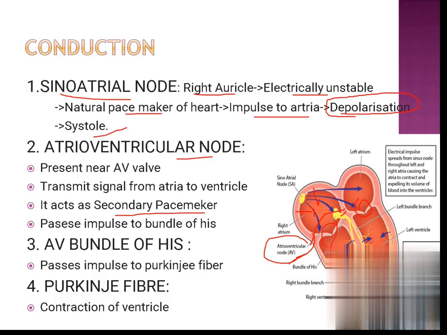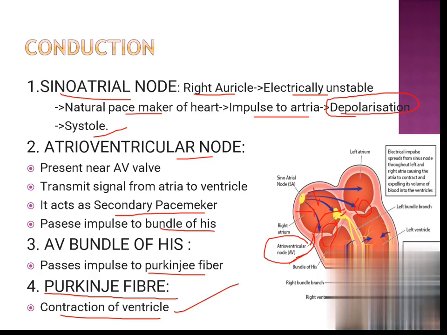Then the impulses are passed to the bundle of His. Once the bundle of His gains the impulses, it passes them again to the Purkinje fibers. Now these Purkinje fibers result in the contraction, or systole, of the ventricle. The contraction of the ventricle is because of the impulses given by the Purkinje fibers, which come via the bundle of His from the AV node. This results in the contraction of the ventricles, and then the blood can go to the artery.